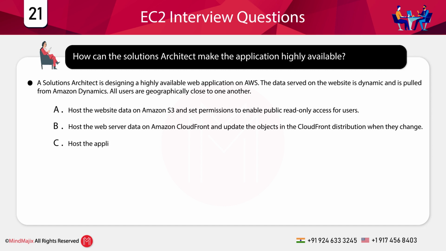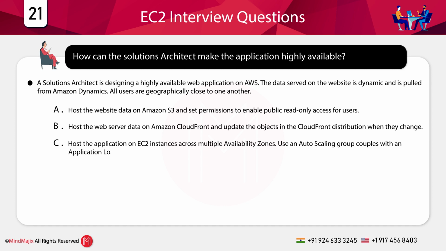Host the application on EC2 instances across multiple availability zones. Yes, use an auto scaling group coupled with an application load balancer. Makes sense, right? Here they want to make the application highly available. So here C makes more sense.